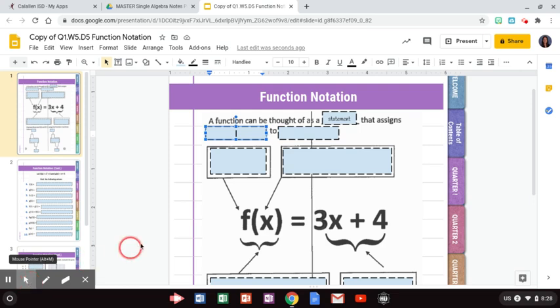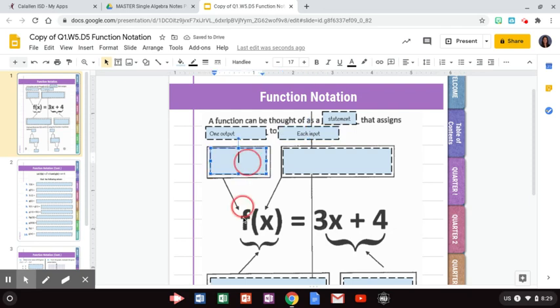Today we're going to be going over function notation. A function can be thought of as a statement that assigns one output to each input. So one output to each input.